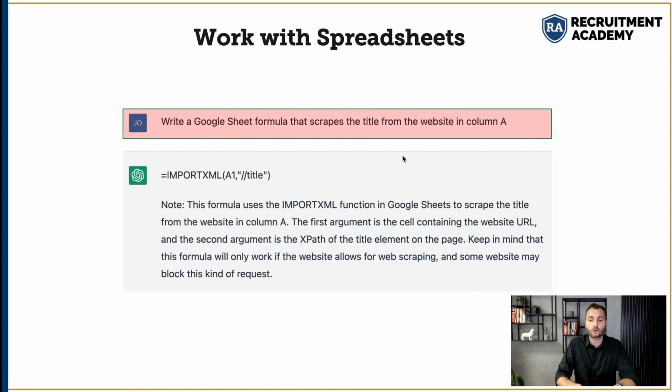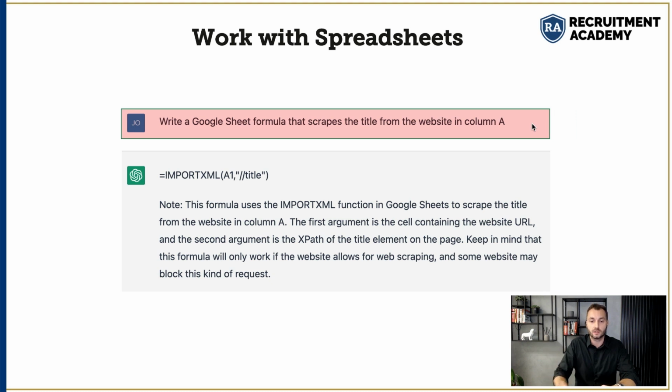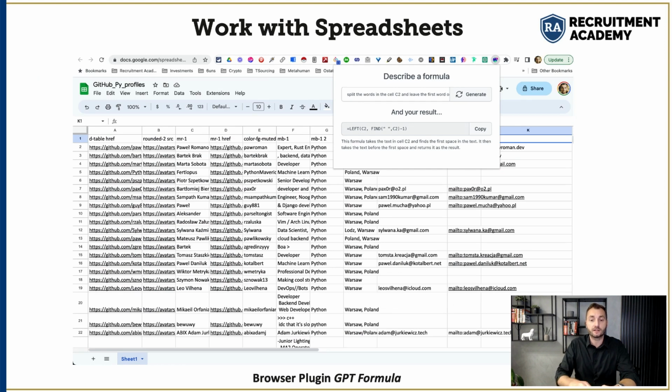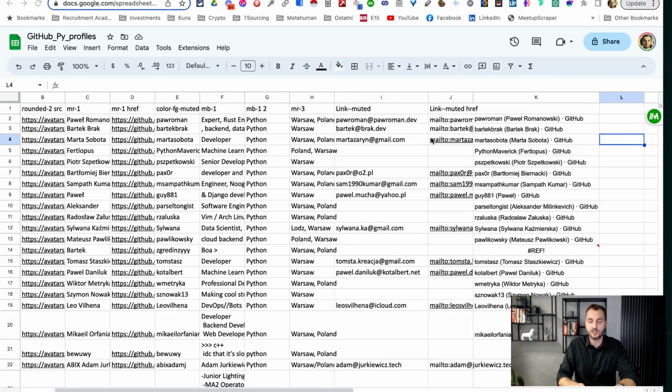So that's of course one way, just use it as a helper. There is actually a whole project, Excel Formula Bot, which is like a chatbot where you can chat about these specific formulas. But as you can see, ChatGPT can do it pretty well as well. There is also a plugin which you can use. It's called GPT Formula, which you can use for Excel spreadsheets.